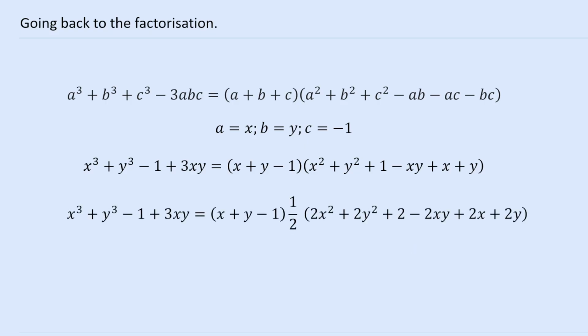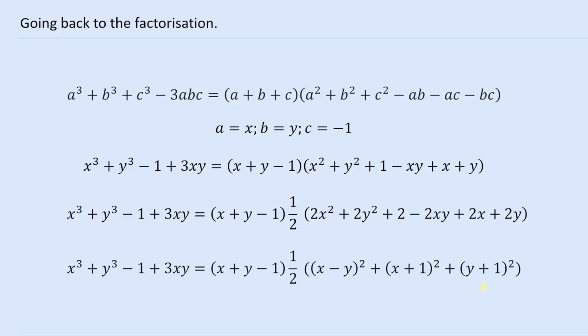And this was a little trick. I don't know how I found this, but I enjoyed this. We take a half outside and then we double all of these terms inside. And then what we see is this is actually x minus y squared plus x plus 1 squared plus y plus 1 squared. And this is important because to make the left-hand side 0, you can either make x plus y minus 1 be 0, which we've looked at, or you can make this 0. Well, that can only happen when all three of these are 0, because squares are always positive or 0.